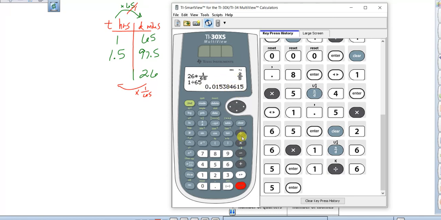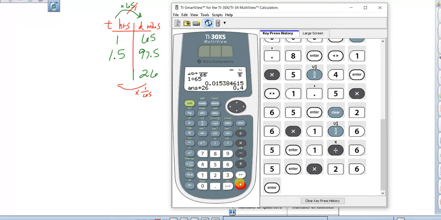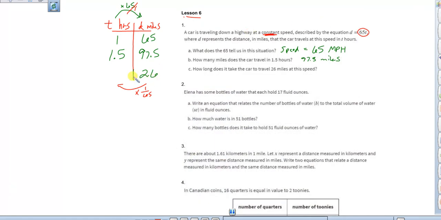It's ugly, but I'm just going to multiply all that ugliness by the 26 that I need to multiply it by. And it will give you the answer of 0.4, which we also got when we did the other way. 2/5 and 0.4 are the same thing. So the answer here is 0.4. We can go for 4/10 of an hour.